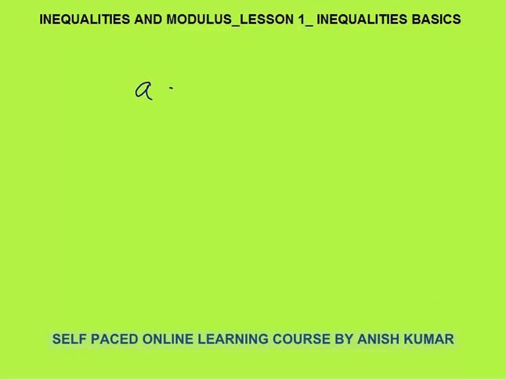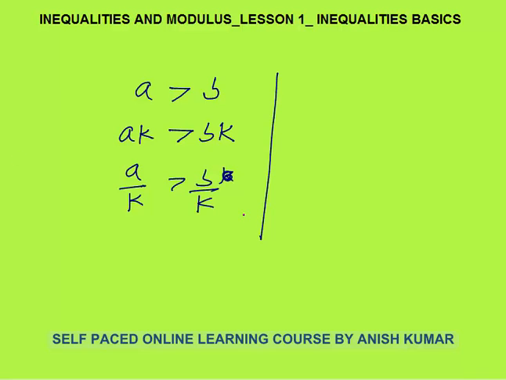Summarizing the concept I explained in slide 1: if A is greater than B, AK will be greater than BK, and A by K will be greater than B by K, when K is positive. So if you multiply both sides of an inequality by a positive number or divide by a positive number, there is no change in the sign of inequality.